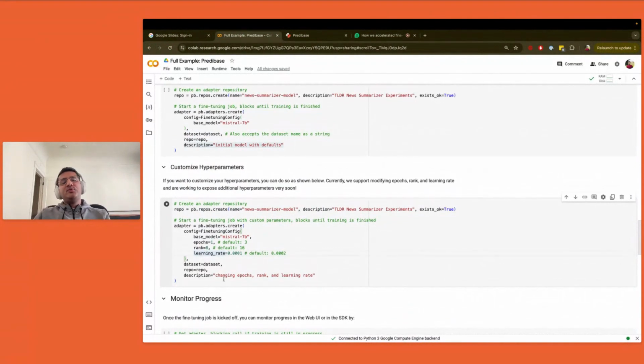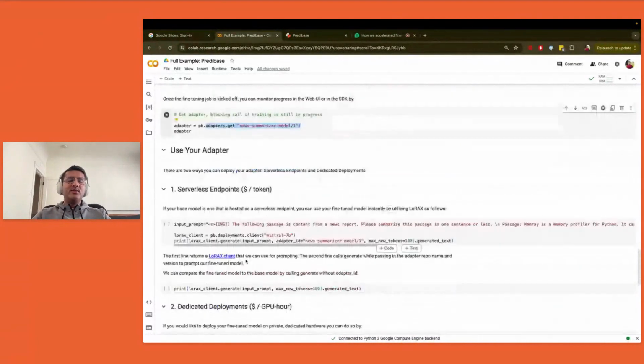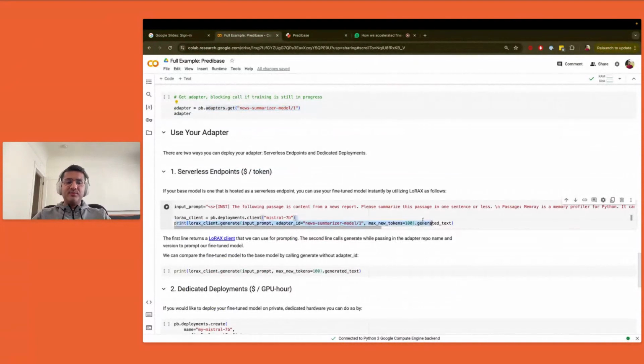And yeah, as soon as you do this, that's about it. We'll figure out compute and train your jobs as fast as we can, using all the optimizations we talked about today. And then you can monitor training progress and then serve them with LoRAX in a pretty lightweight way.